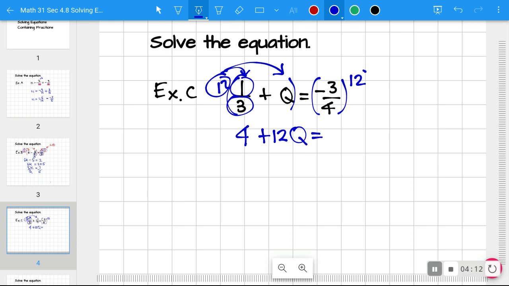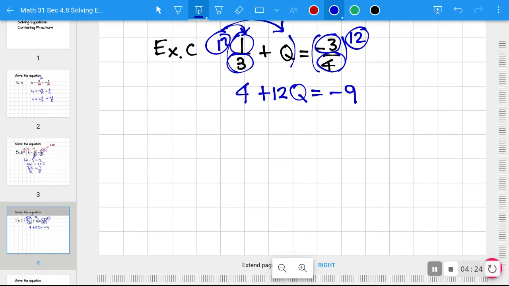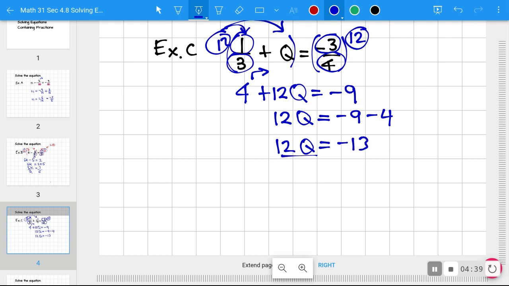On the other side, we have 12 divided by 4. It would be 3, and then times the top. 3 times negative 3 is negative 9. And you can see that we've cleared the fractions out of the problem. So we'll take the 4 over and subtract it off the other side. When you simplify, you get 12q equals negative 13. And now we divide to get rid of the times. So your answer is negative 13/12.